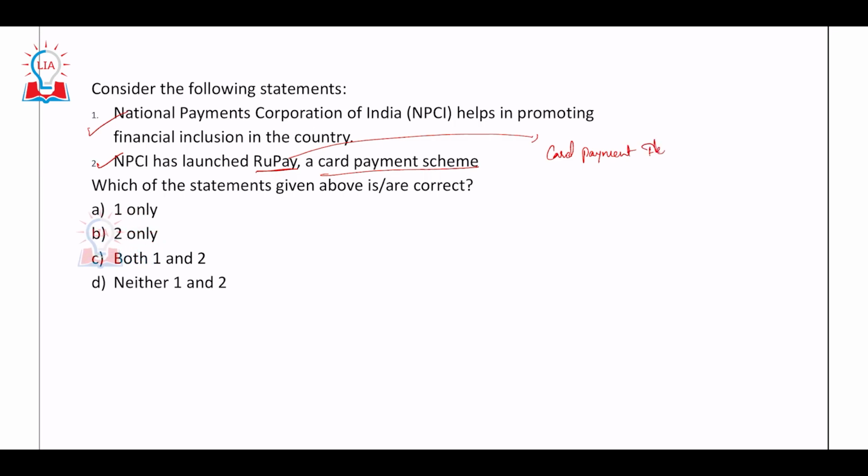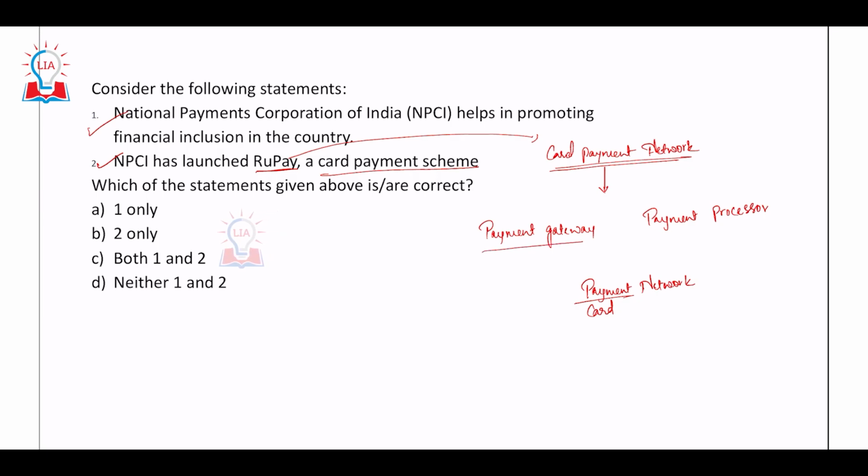Now, what is this card payment network or card network? What does this mean? You have to understand 3 things. One is the payment gateway. The other one is payment processors, and the other one is payment network, or we can say card network.